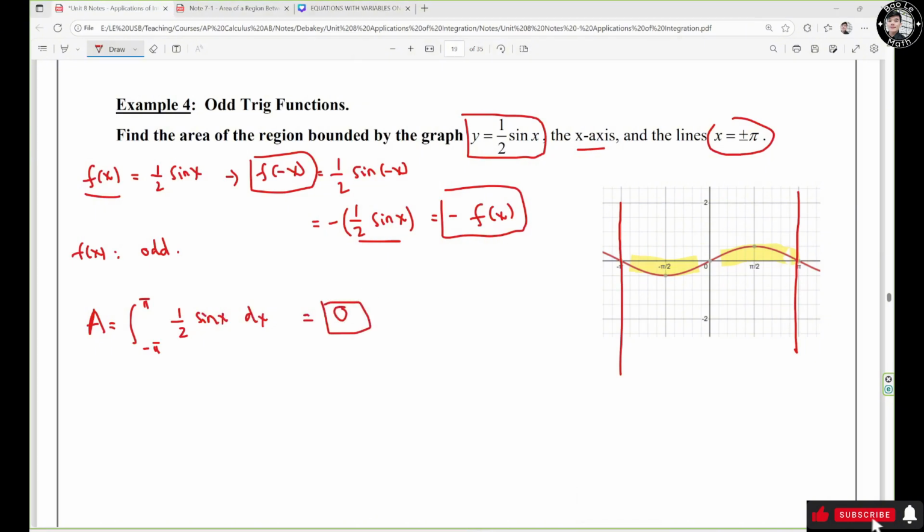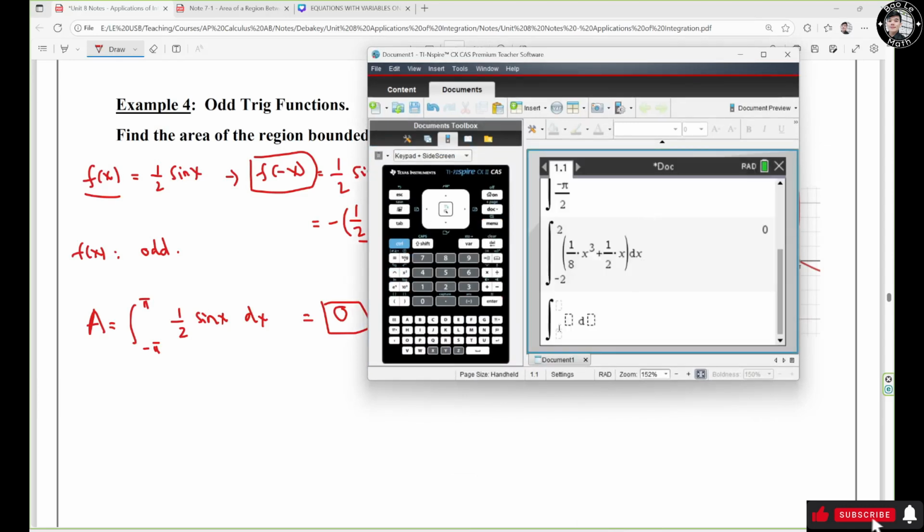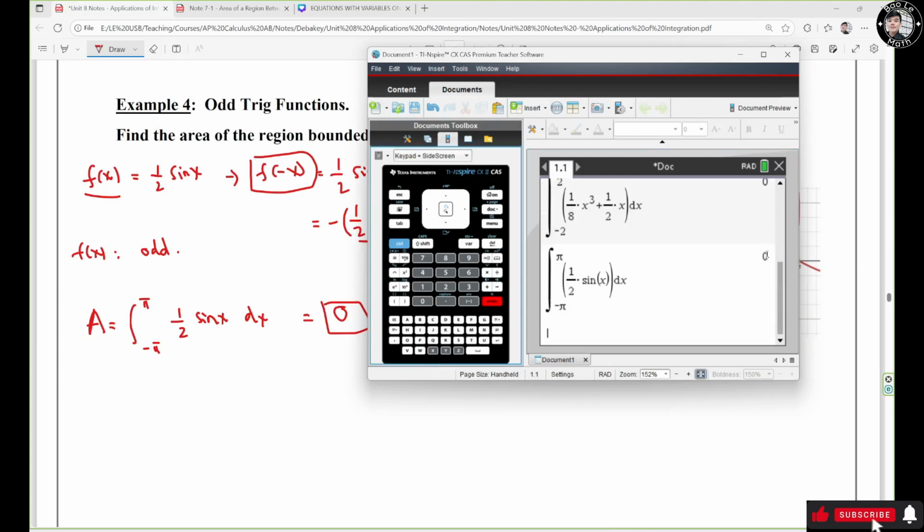Now you can check your work with the calculator. So you're going to hit menu, calculus, integral from negative pi to pi of 1/2 times sine s ds, hit enter. The answer is 0.